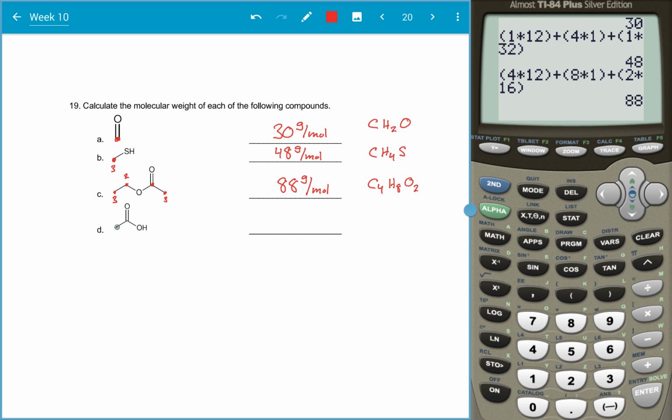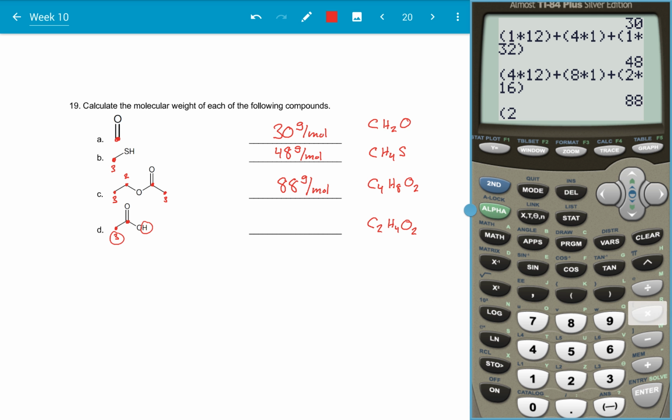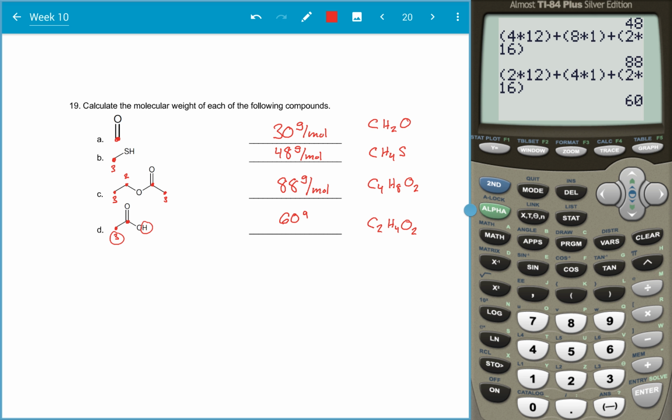And lastly, we have 2 carbons. On this first carbon, we only have 1 bond showing, so we need 3 more hydrogens. But our total hydrogens would be 4, counting the H of the OH, and we have 2 oxygens. So 2 times 12 plus 4 times 1 plus 2 times 16 gives me a molecular weight of 60 grams per mole.